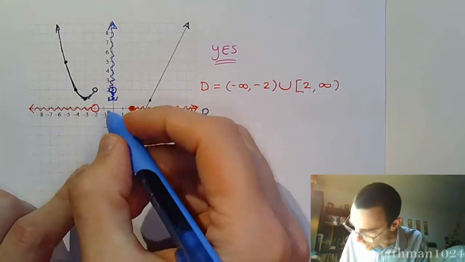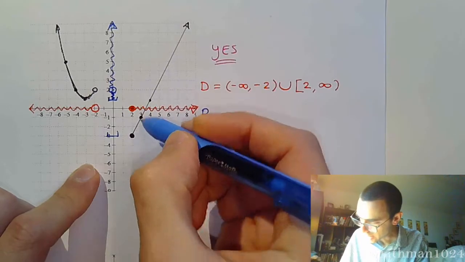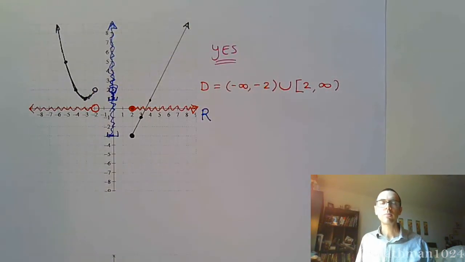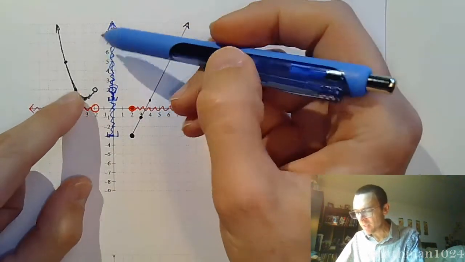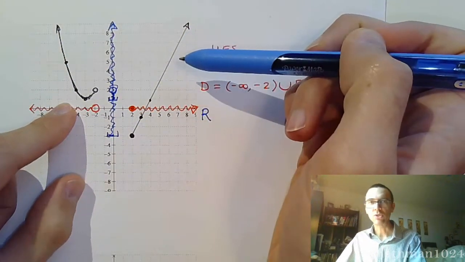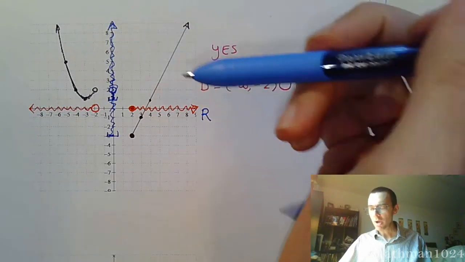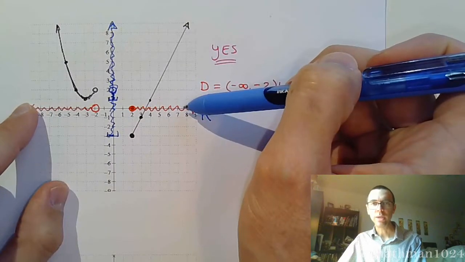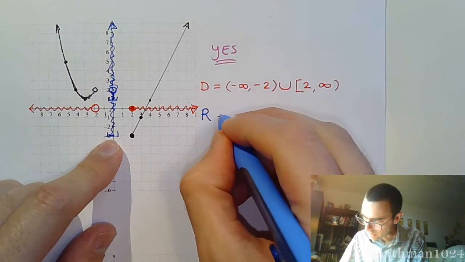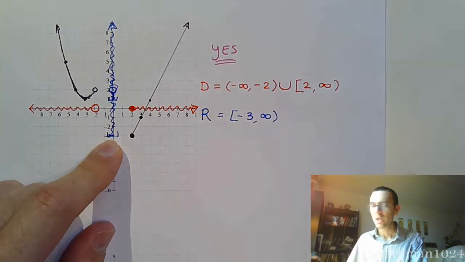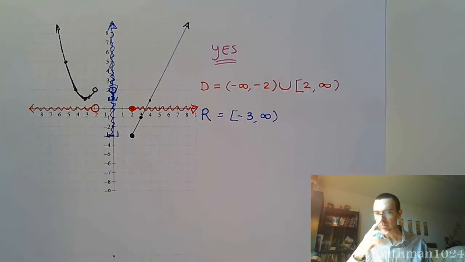Here, this guy starts here at negative 3, and he goes all the way up. So when we talk about the range, there's no gap here, right? Even though we have two different sections, two different pieces of this function, my range doesn't have a gap like I have for my domain. So my range is going to be from negative 3 to infinity, right?